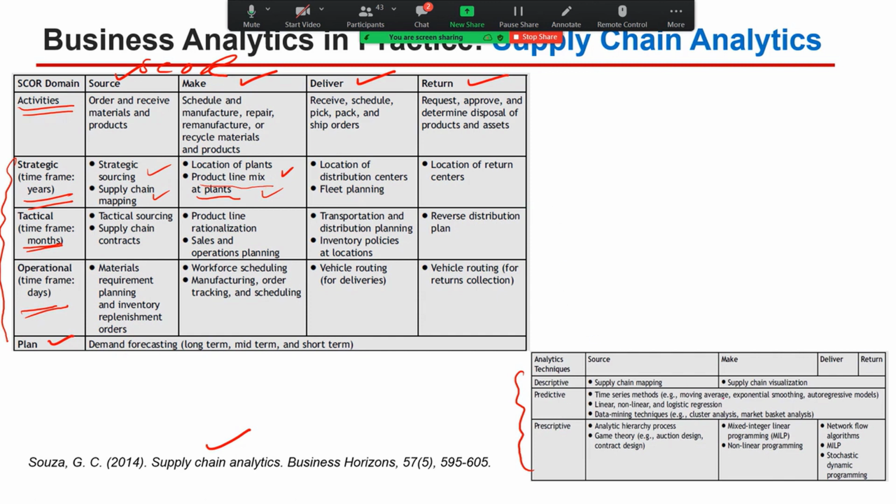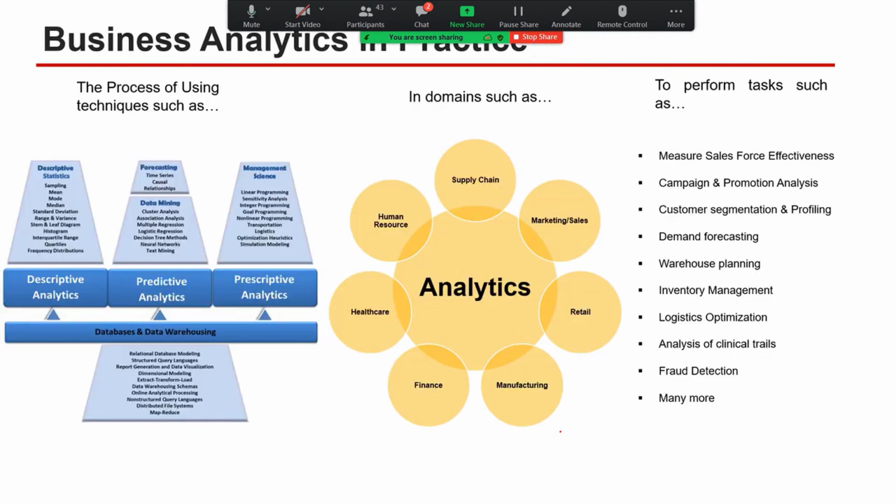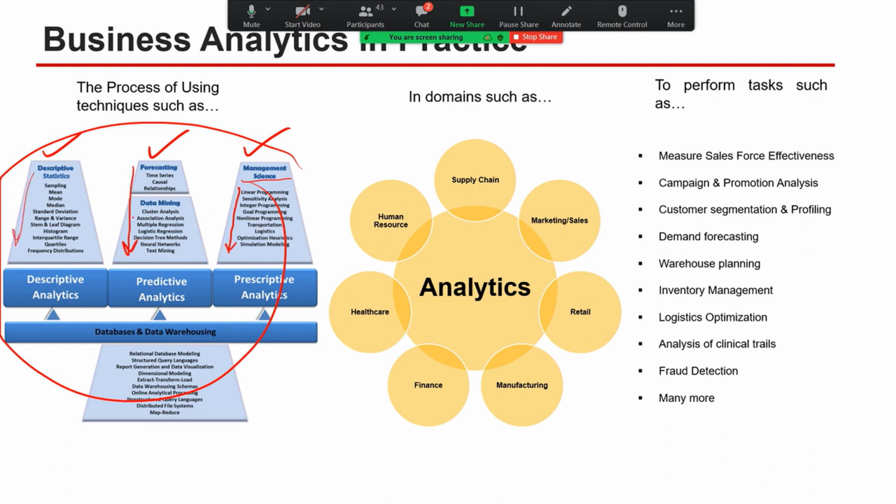For that, we have multiple analytical techniques such as descriptive analytics techniques, predictive analytics techniques, as well as prescriptive analytics techniques. As I told you earlier, prescriptive analytics is heavily occupied by operations research, which is also known as management science. So here is the list of techniques available in prescriptive analytics, and the list of techniques available from the predictive and descriptive analytics perspective.